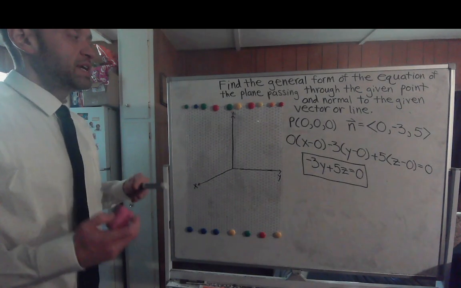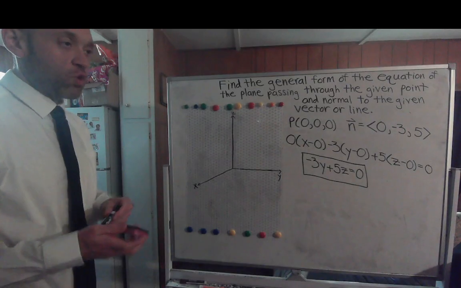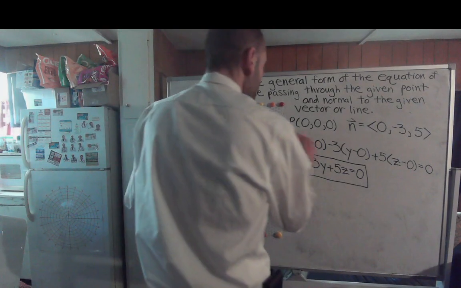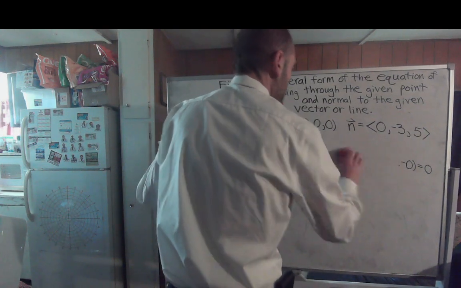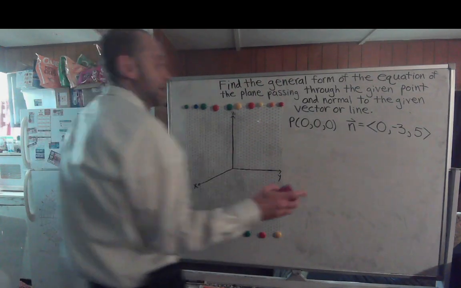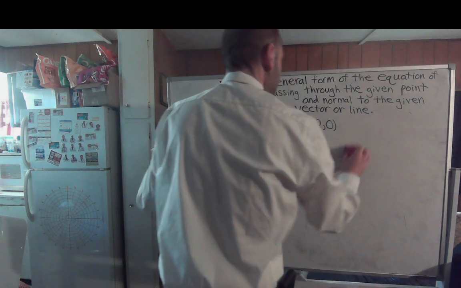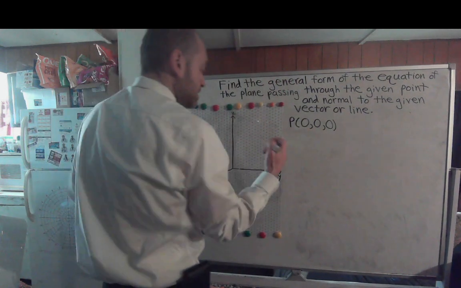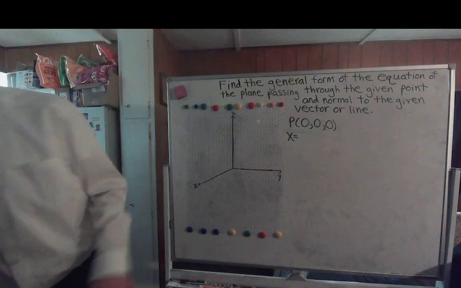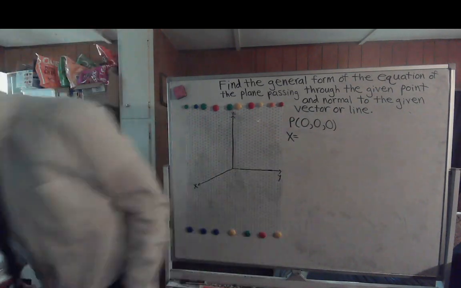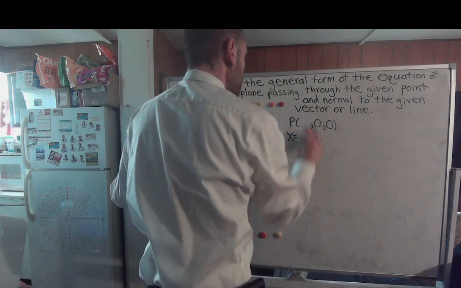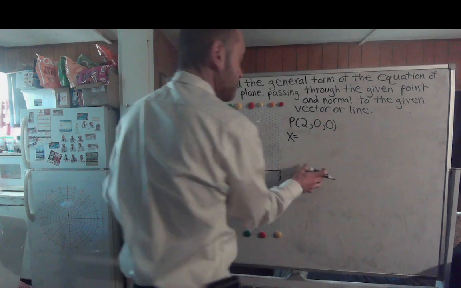Alright, so we've been given the normal vector and we've been given a point it passes through. Now, we also will have times we're not given the normal vector, but the plane is going to be normal to a line instead. So in this case, we're going to switch it up, with the plane being normal to some lines. Point P would be at 2, 0, 0.